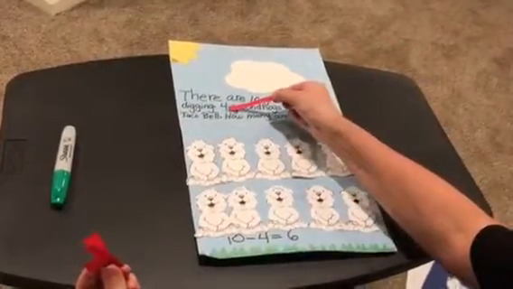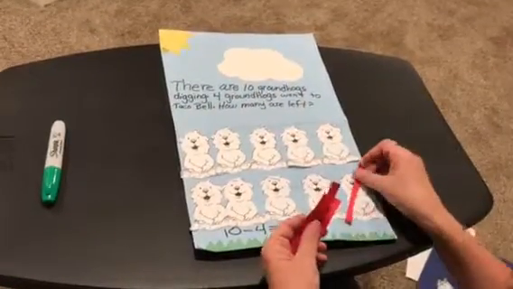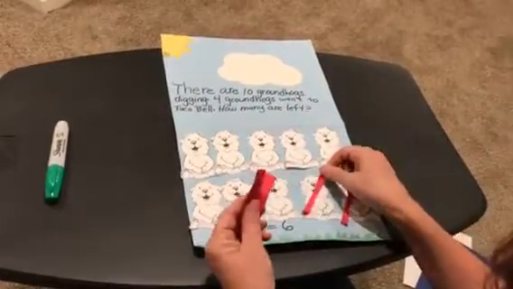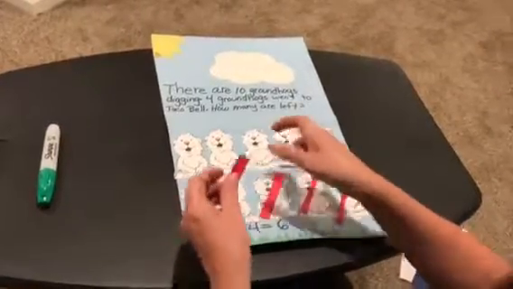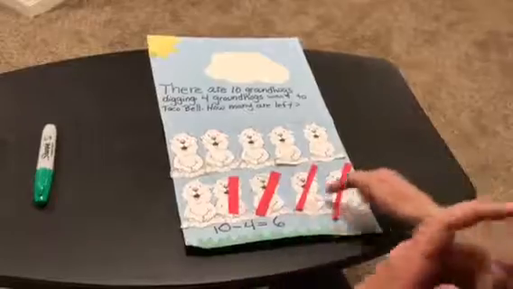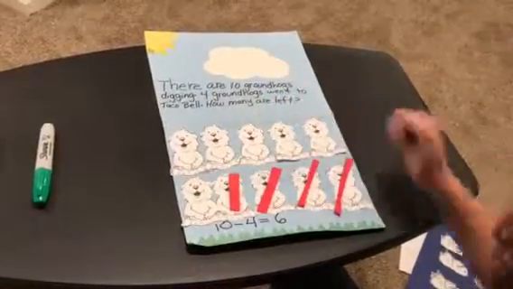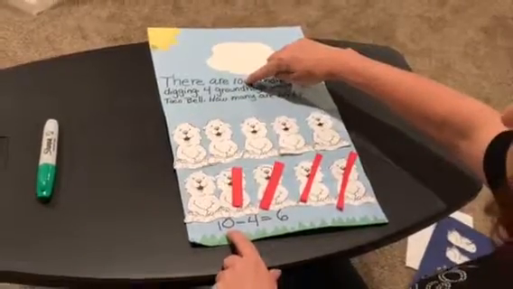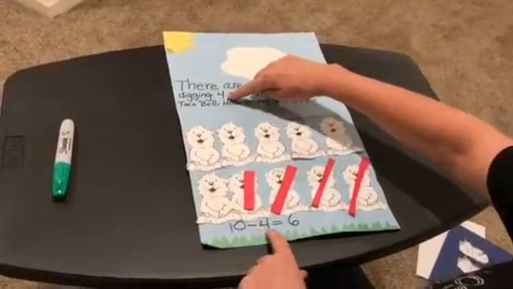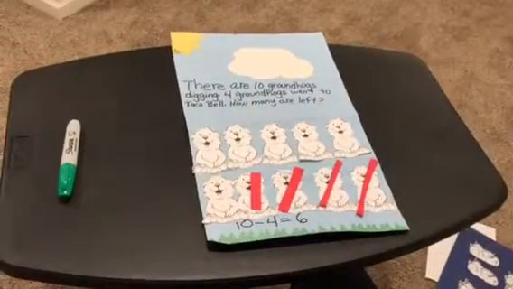So we have 4 that went to go eat at Taco Bell, those lucky groundhogs. So we're going to have to show taking 4 away. And if we take 4 away from 10, we have 6 left. So I wrote my equation, 10 subtract 4, that equals 6 left over.